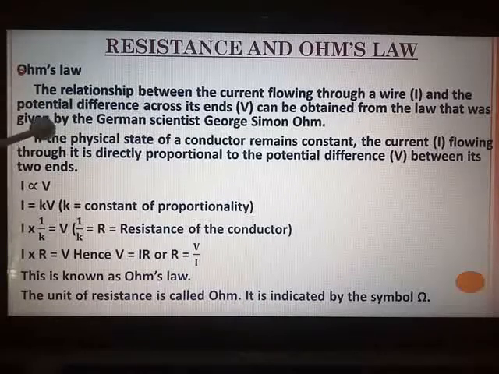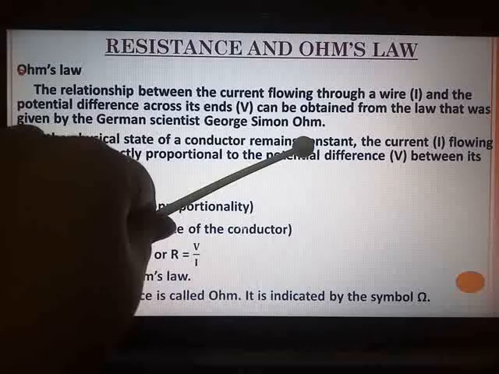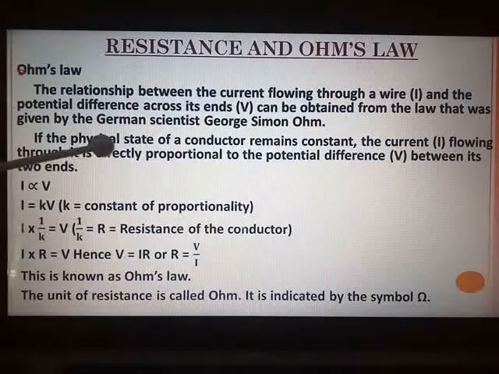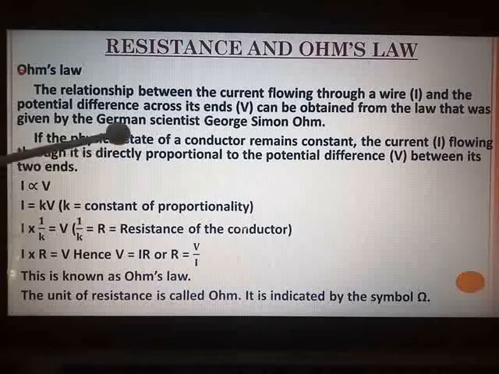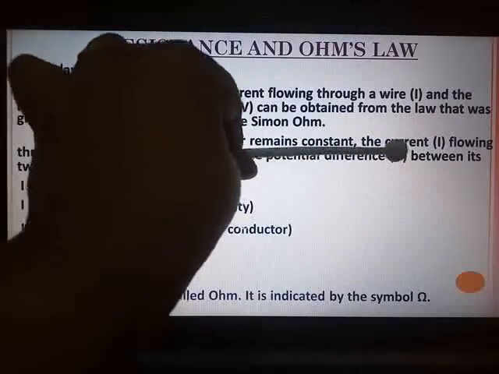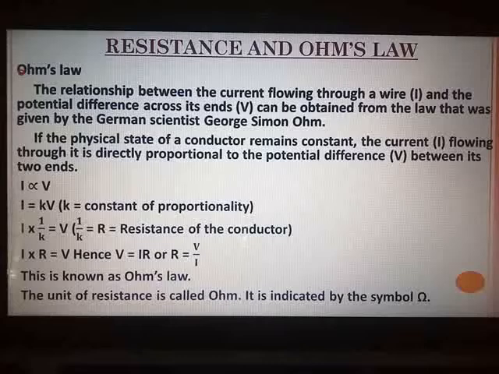Now this law states, if the physical state of a conductor remains constant, the current I flowing through it, meaning through the wire, is directly proportional to the potential difference V between its two ends. When we speak about the physical state of a conductor, it means the length of the wire, the area of cross section, the temperature and the material of which the wire is made. If the physical state remains constant, then the current flowing is directly proportional to the potential difference. So I is directly proportional to V.